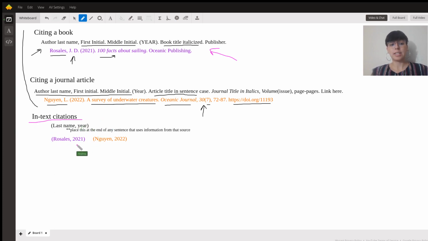For your in-text citation, you need your last name and your year. That's all you need. Anytime you use information that you borrowed from someone else that you cited in your references, anytime you use that in your sentences, in your paragraph, you want to add this in parentheses.